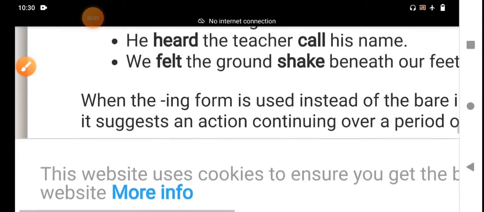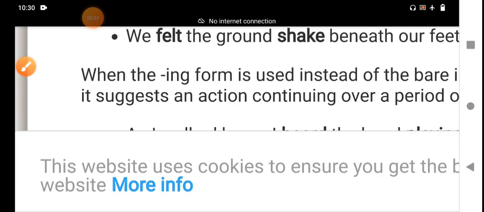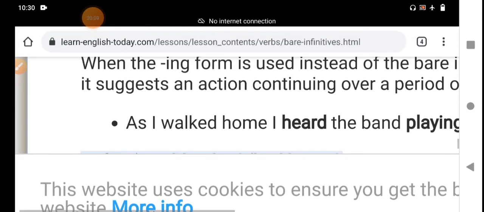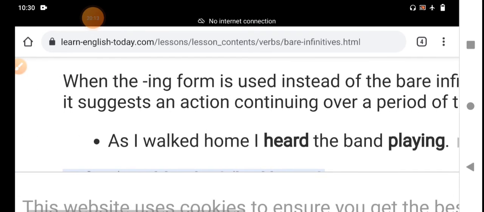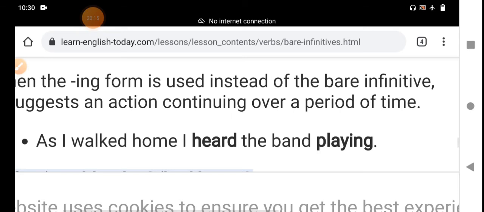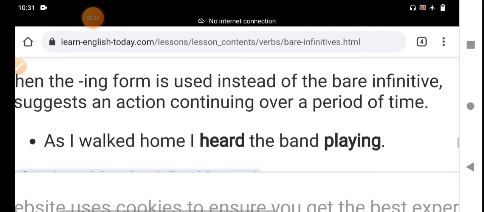And then next we go to this: when the ing form is used instead of the bare infinitive, it suggests an action continuing over a period of time. That is the difference. The bare infinitive indicates a completed action. The ing form, or present participle, indicates a continuous action.